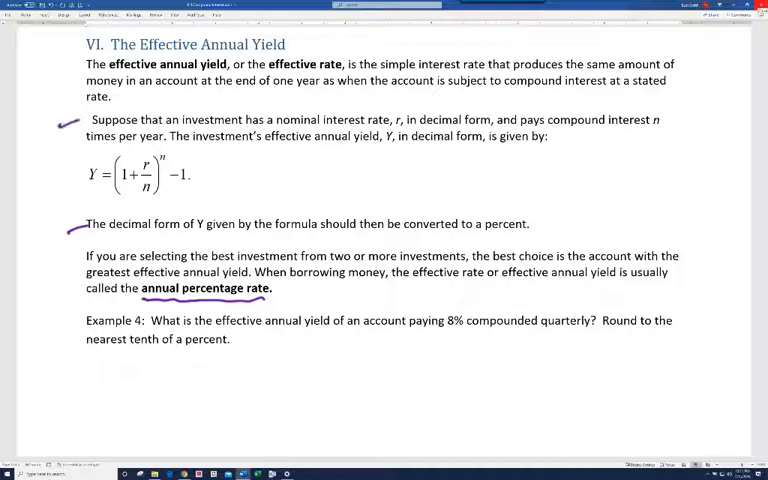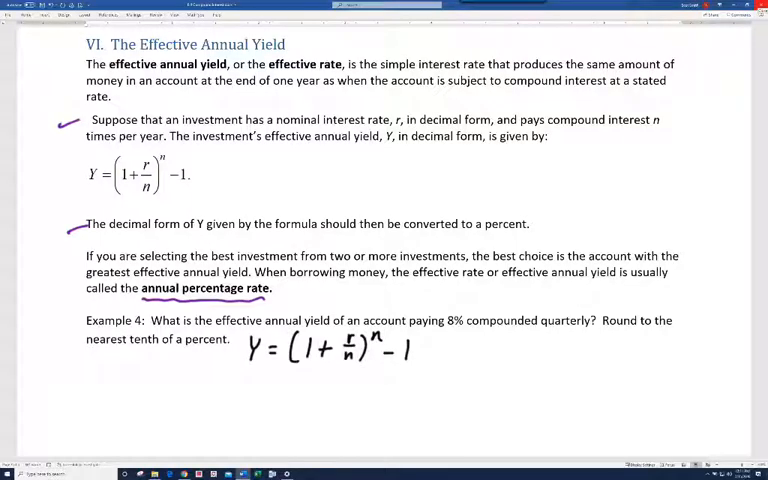So it says, suppose that an investment has a nominal interest rate R in decimal form and pays compound interest N times a year. The investment's effective annual yield Y in decimal form is given by Y equals the quantity 1 plus R over N, all to the N power, minus 1. So an example says, what is the effective annual yield of an account paying 8% compounded quarterly? Round to the nearest tenth of a percent. So let's go ahead and write out the formula, and let's plug in the numbers.